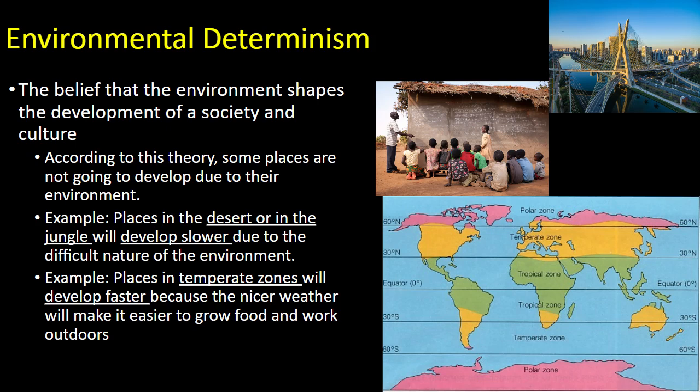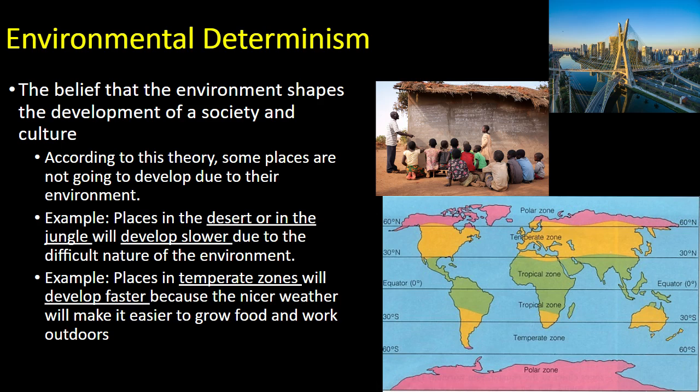Okay. All right. So, y'all, there are two theories about how people and the environment interact. It's called human-environment interactions. There's two theories on this, and they are opposites of each other. The first theory is called environmental determinism, which is the belief that the environment shapes how your society develops.